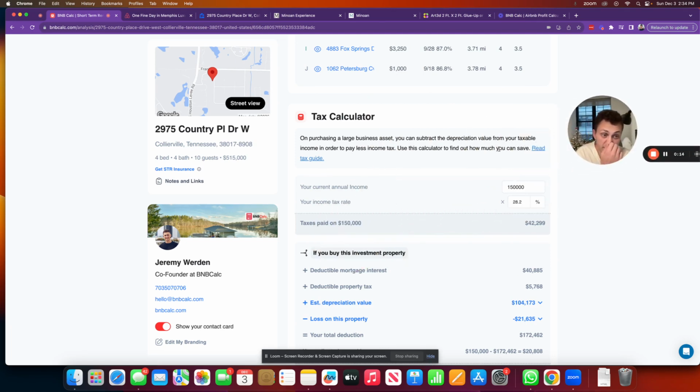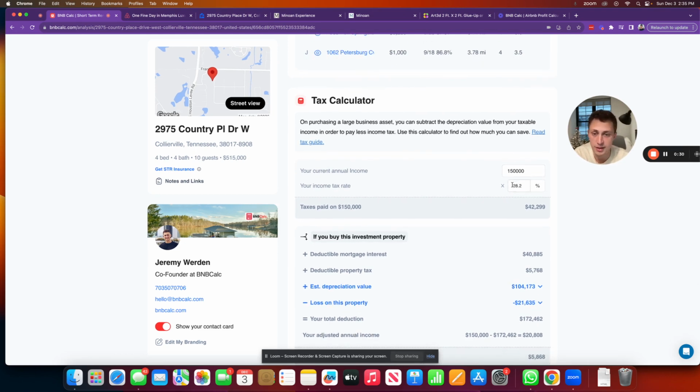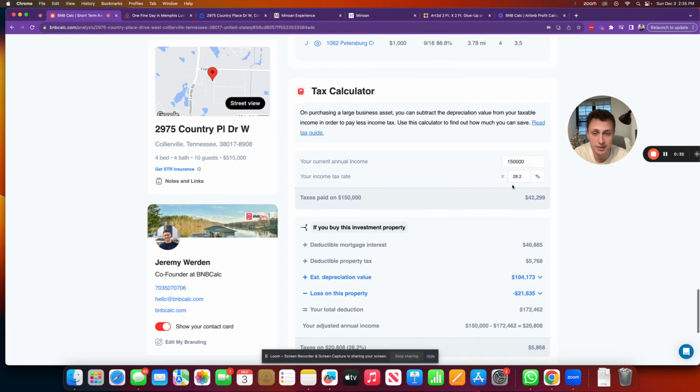First, I definitely recommend you guys do your research on the short-term loophole. You can read the tax guide linked here. I am not an accountant, so I'm going to explain my understanding and how I use this tool. But definitely talk to an accountant before making any tax decisions.